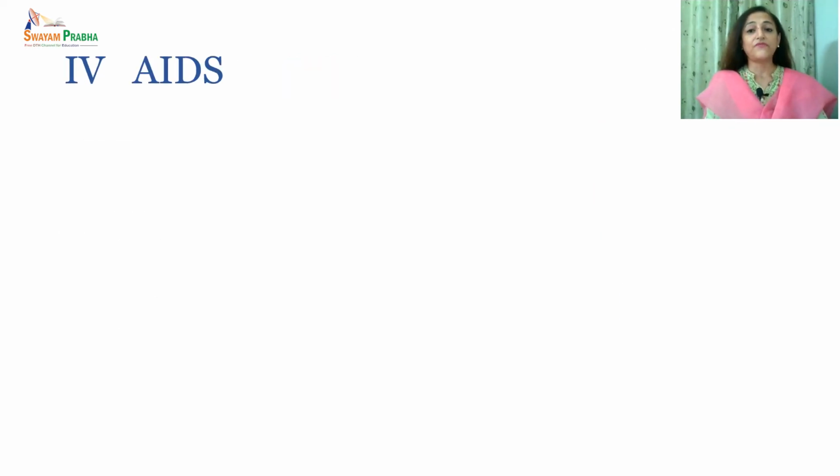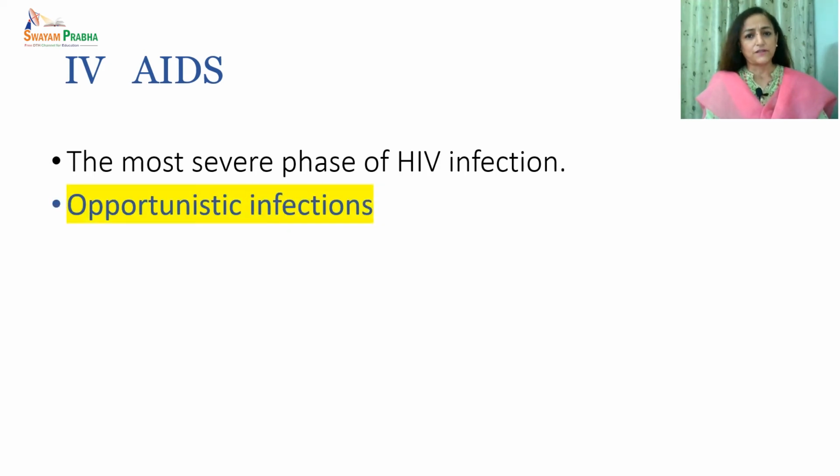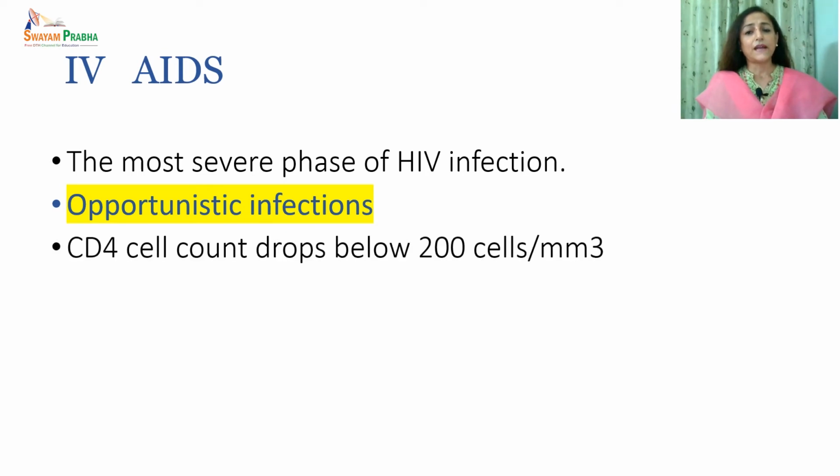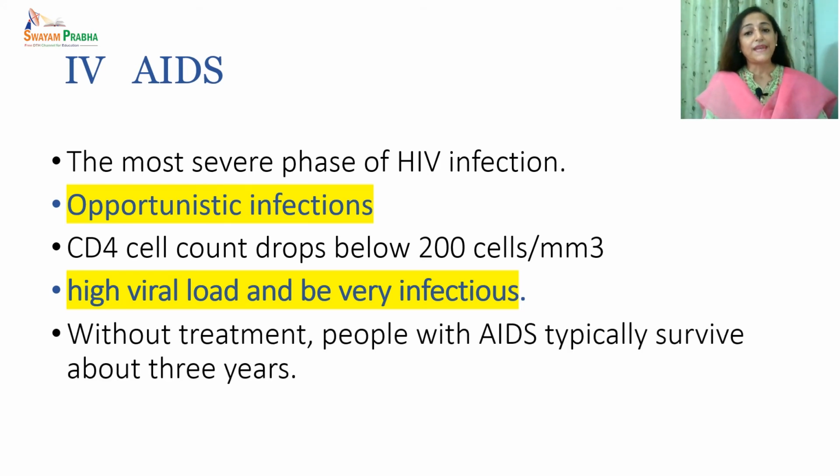So, the most severe phase of HIV infection is stage 4, also known as AIDS, that is acquired immunodeficiency syndrome. People with AIDS have such a badly damaged immune system that they get an increasing number of severe illnesses. We call them opportunistic infections. People receive an AIDS diagnosis when their CD4 cell count drops below 200 cells per millimeter, or if they develop some kind of opportunistic infection. People with AIDS can have a high viral load and can be very infectious. Without treatment, people with AIDS will typically survive for around 3 years.